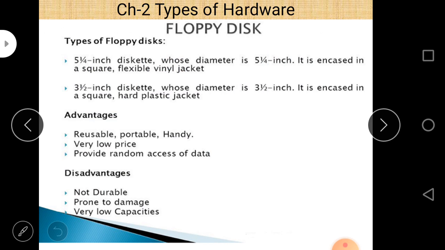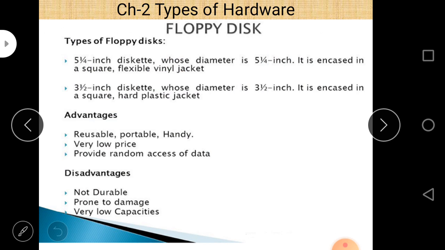Types of floppy disk: the 5.25 inch floppy disk is a disk whose diameter is 5.25 inch. It is encased in a square flexible vinyl jacket. The 3.5 inch floppy disk has a diameter of 3.5 inch. It is encased in a square hard plastic jacket.